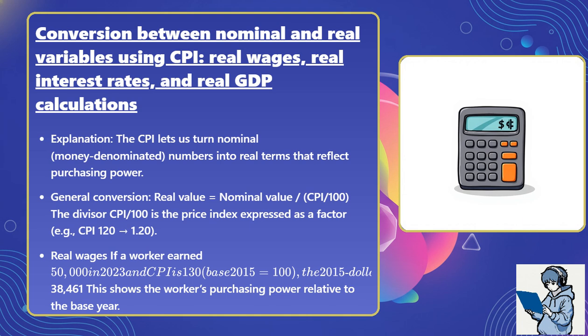Real wages. If a worker earned $50,000 in 2023 and CPI is 130 with base 2015 equal 100, the 2015-dollar wage is the real wage. Real wage 2015 equals 50,000 divided by 1.30 equals $38,461. This shows the worker's purchasing power relative to the base year.